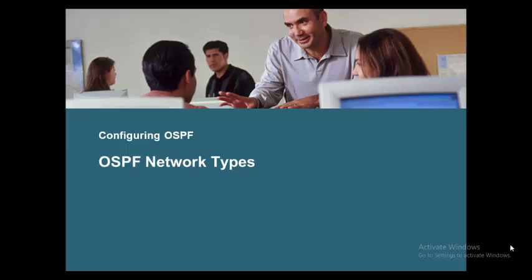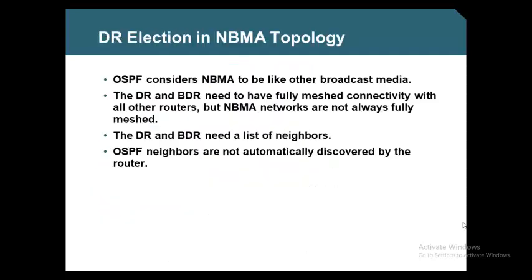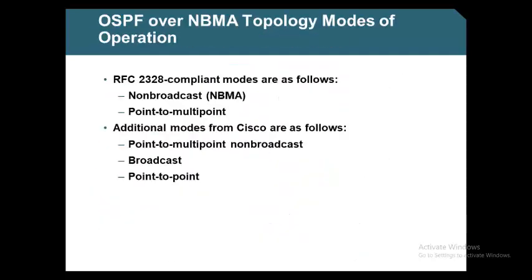In OSPF network type, we saw whenever we have NBMA in the middle, a non-broadcast multi-access cloud, we can have 5 different approaches in forming neighbors, 5 different network types. And these are the 5 types.